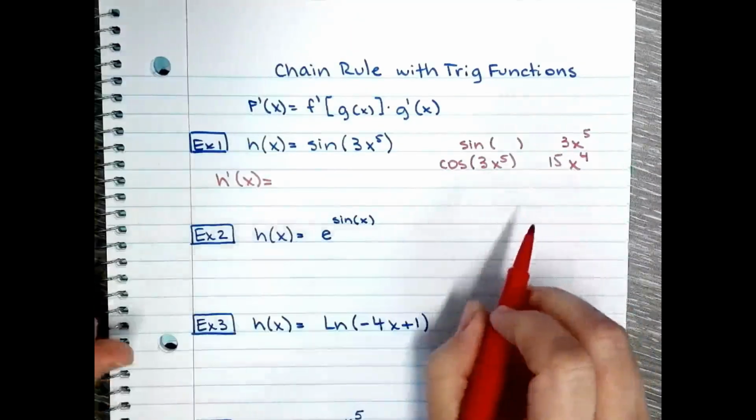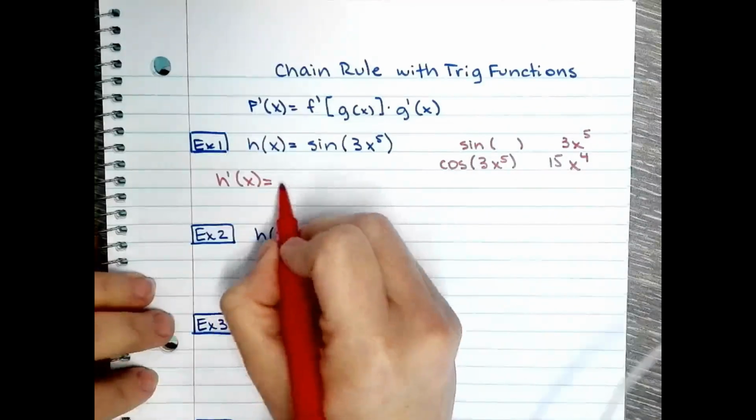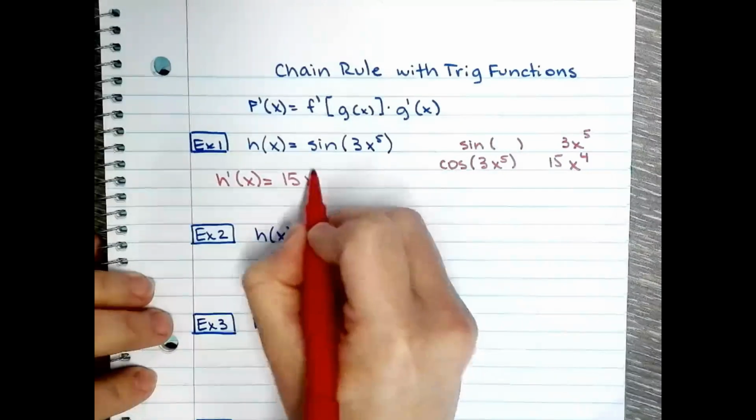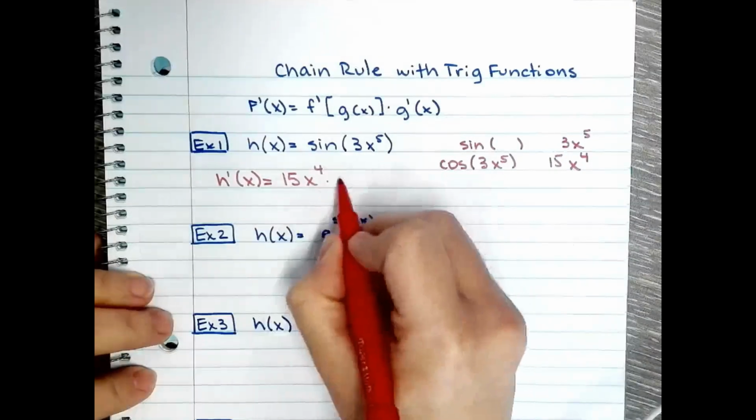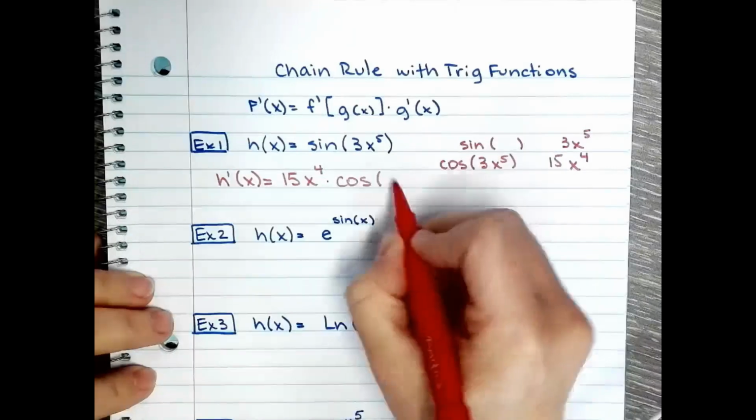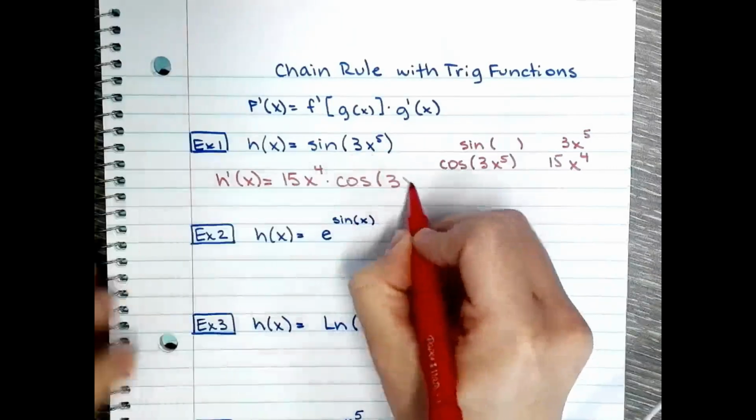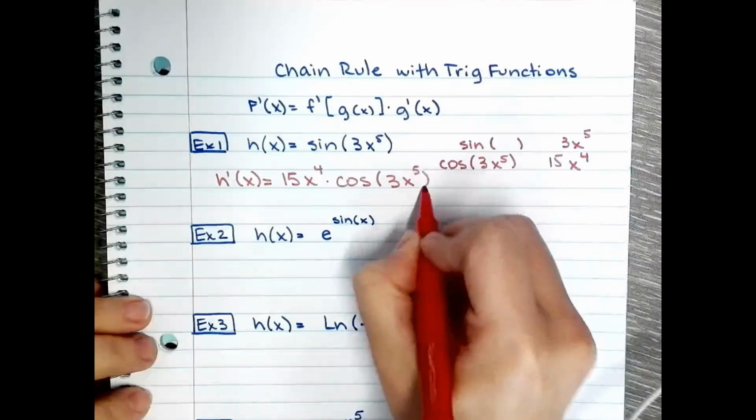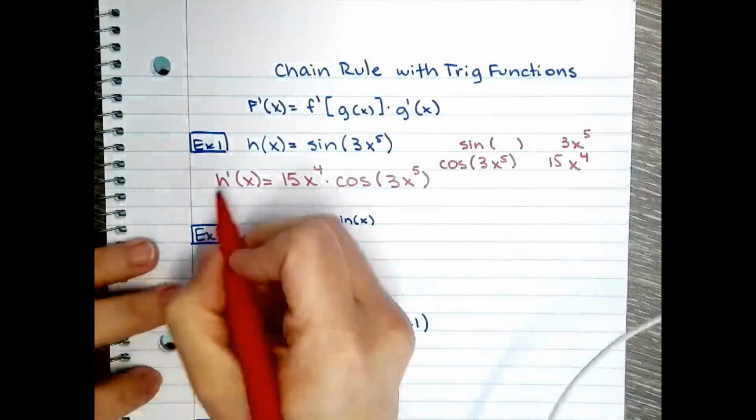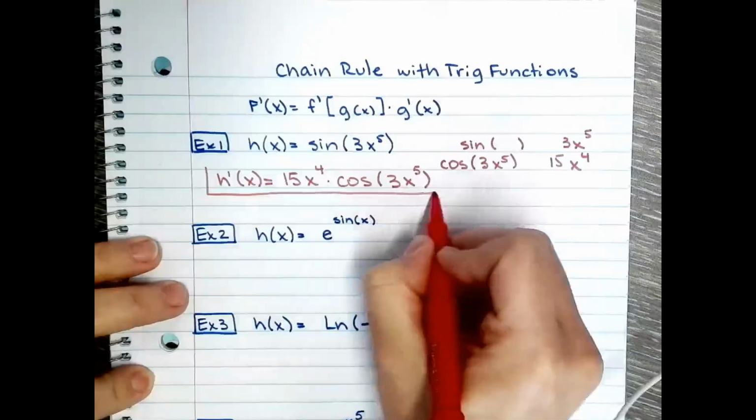So put them together. Your final answer is simply 15x to the 4th power, and then cosine of that inner function right there. After you do a couple of these, you're going to be able to do a lot of them just in your head.